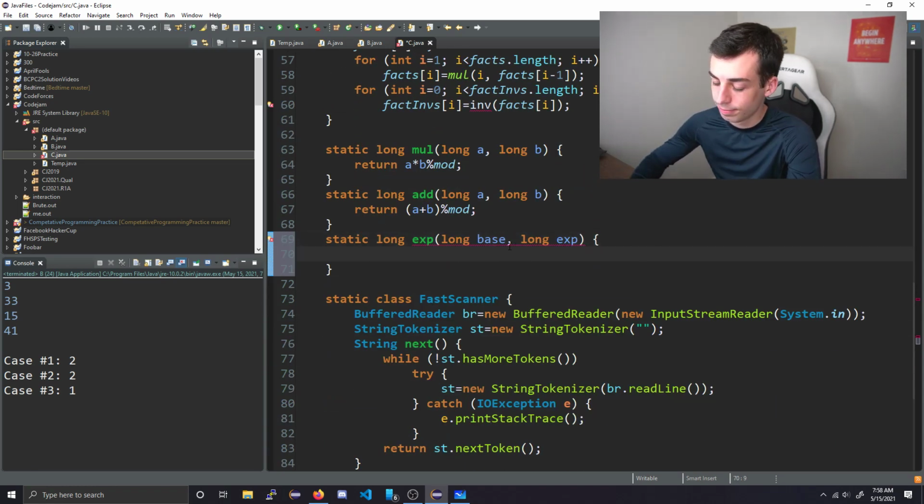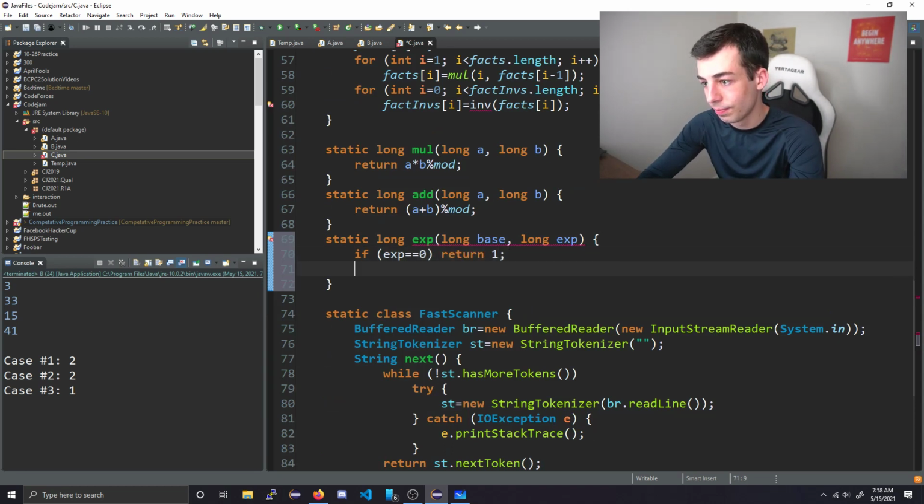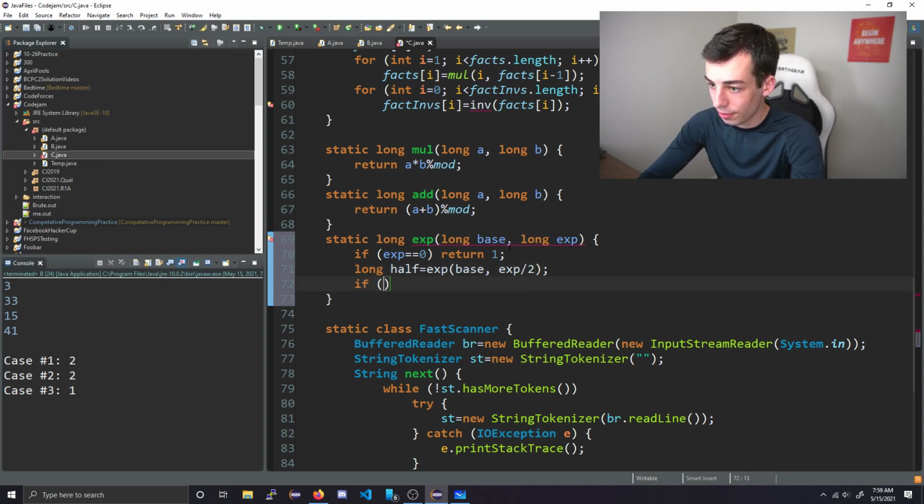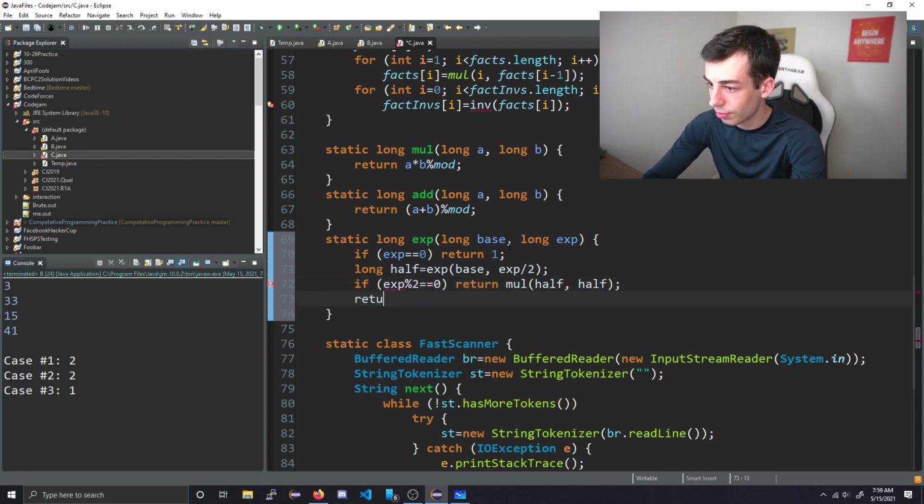Okay. If x equals 0, return 1. Otherwise, half equals x base dx over 2. If x mod 2 is equal to 0, return half times half, otherwise return half times half times base.